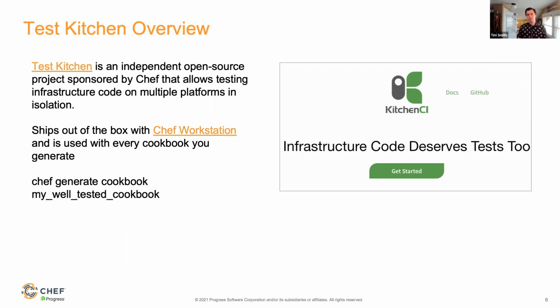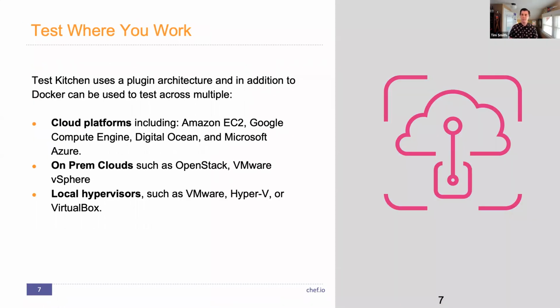And you can generate a cookbook that uses this with the chef generate command right in Workstation. So if you run chef generate cookbook, my well-tested cookbook, you'll get a kitchen file automatically that'll set you up to go about testing that cookbook. And we'll talk a little bit about that later, about how you can use that, some different flags that help you really tune that. The greatest thing about Test Kitchen is it has a really extensive plugin model.